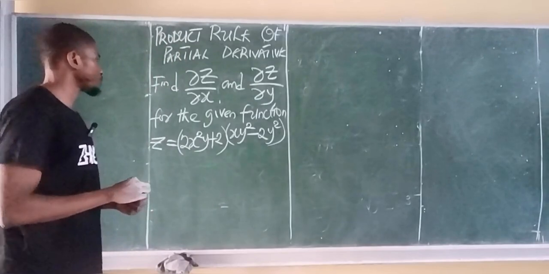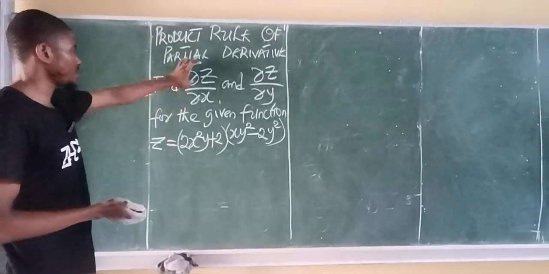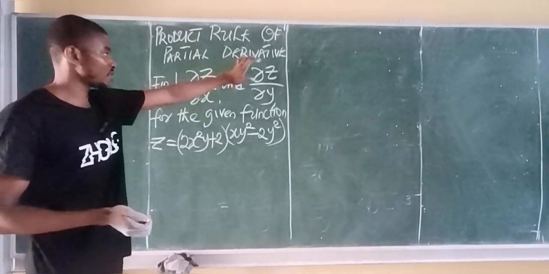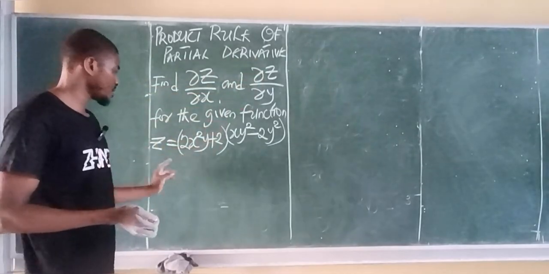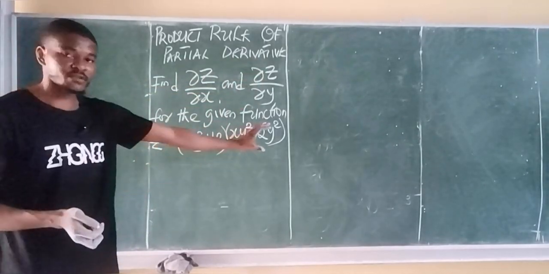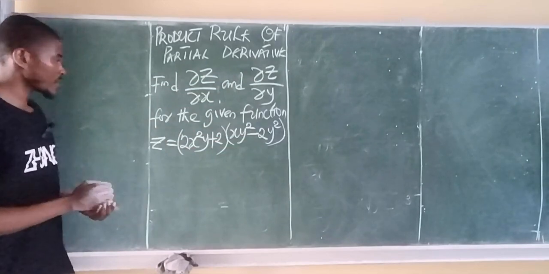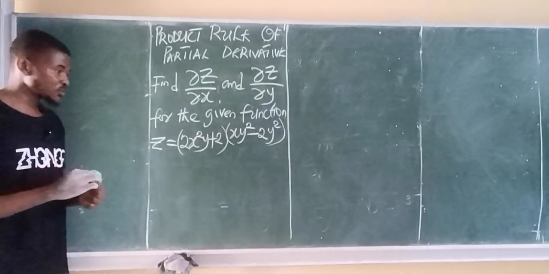Now, let's say we are given the problem and we are asked to find partial z partial x and partial z partial y for the given function z equal to the whole of this variable. Okay. Now, to do this, first thing first, this is what I will do.